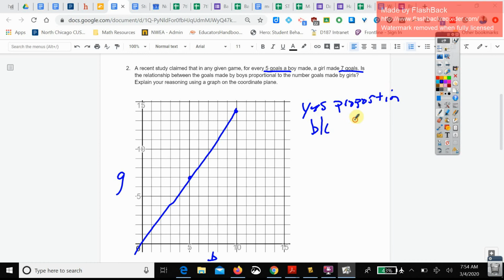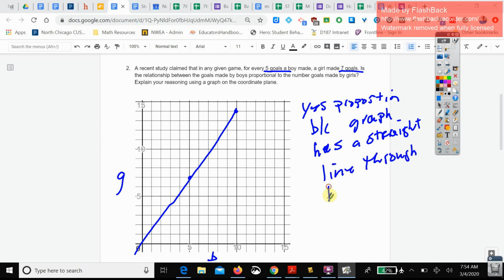because the graph has a straight line through the origin. When I'm talking about proportional on the graph, it has to be a straight line and has to be through the origin.